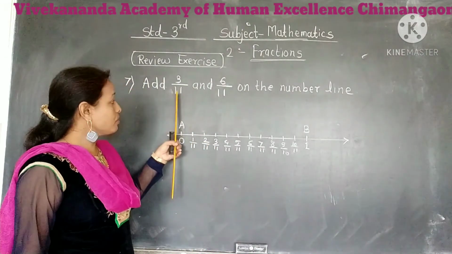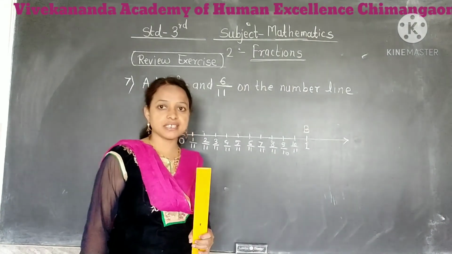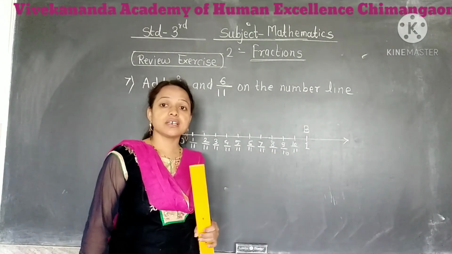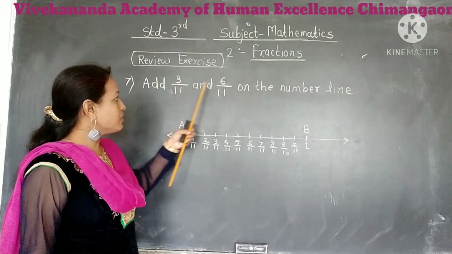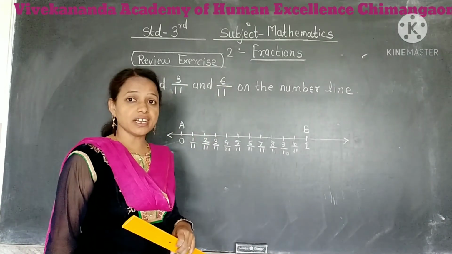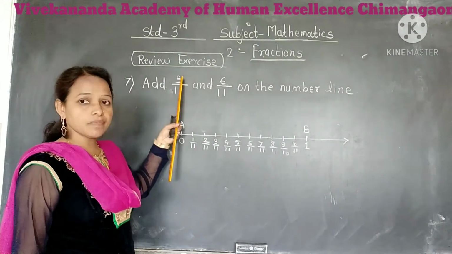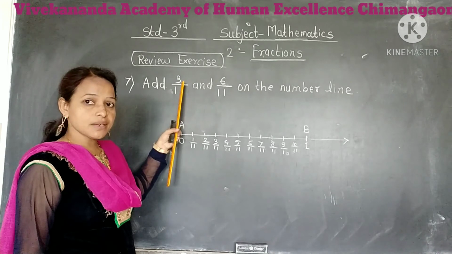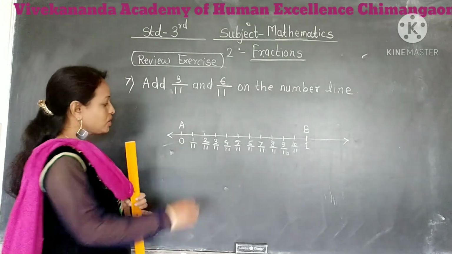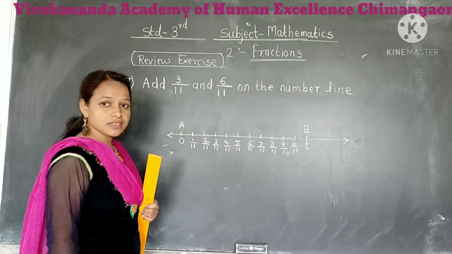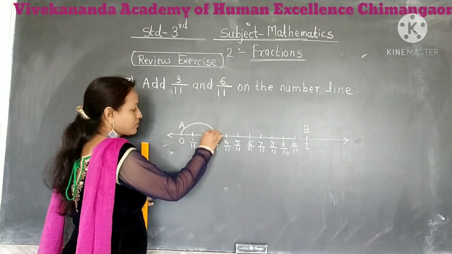And here the denominator is 11, so we divide line segment AB into 11 equal parts. Each part represents 1 upon 11. Now we add 3 upon 11 and 6 upon 11. So for that, the first fraction is 3 upon 11. Here the numerator is 3. So we move 3 steps from point A to reach fraction 3 upon 11.